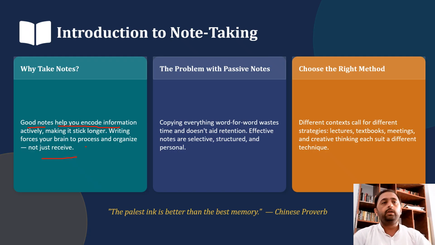Now the problem with passive notes is that copying everything word for word wastes not only time, it doesn't add retention to your memory. Effective notes are selective, structured, and personal always. So choose the right method for you, because every learner has his own style of reading. That's why every learner has to adopt a note-taking method to his style.